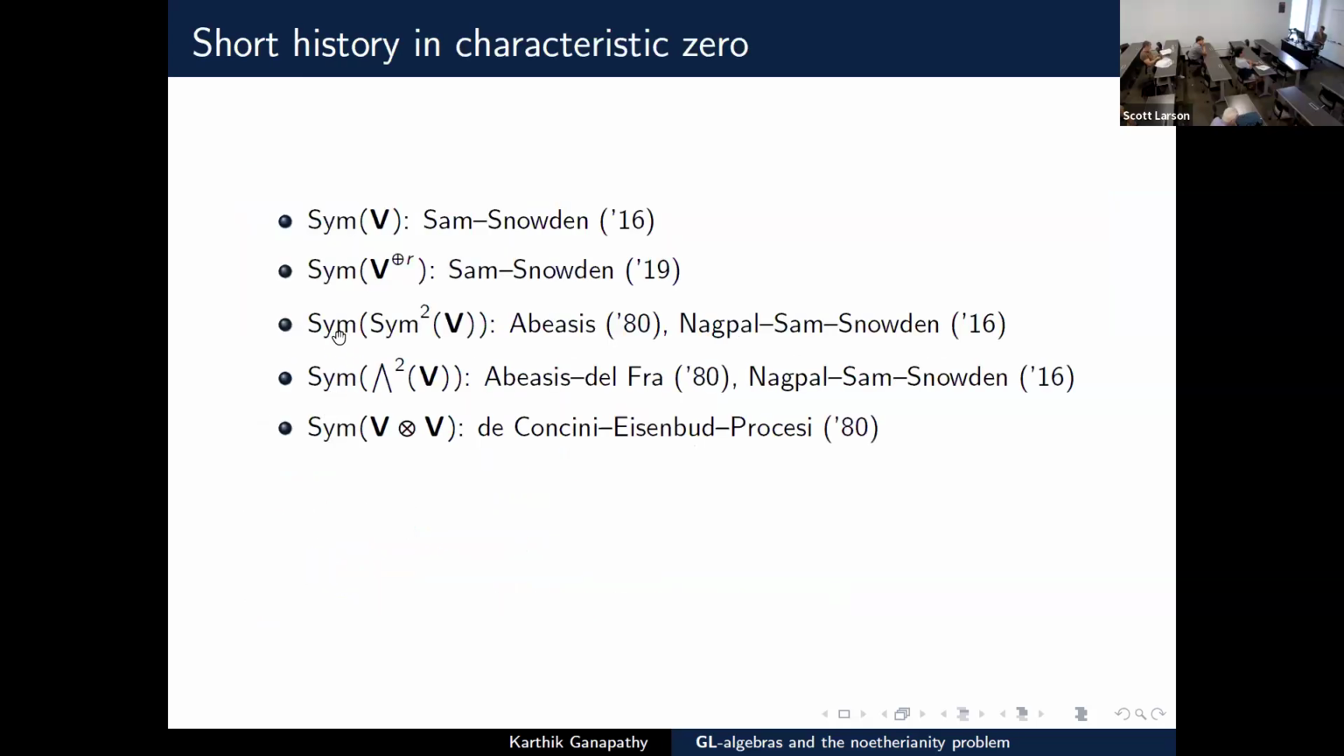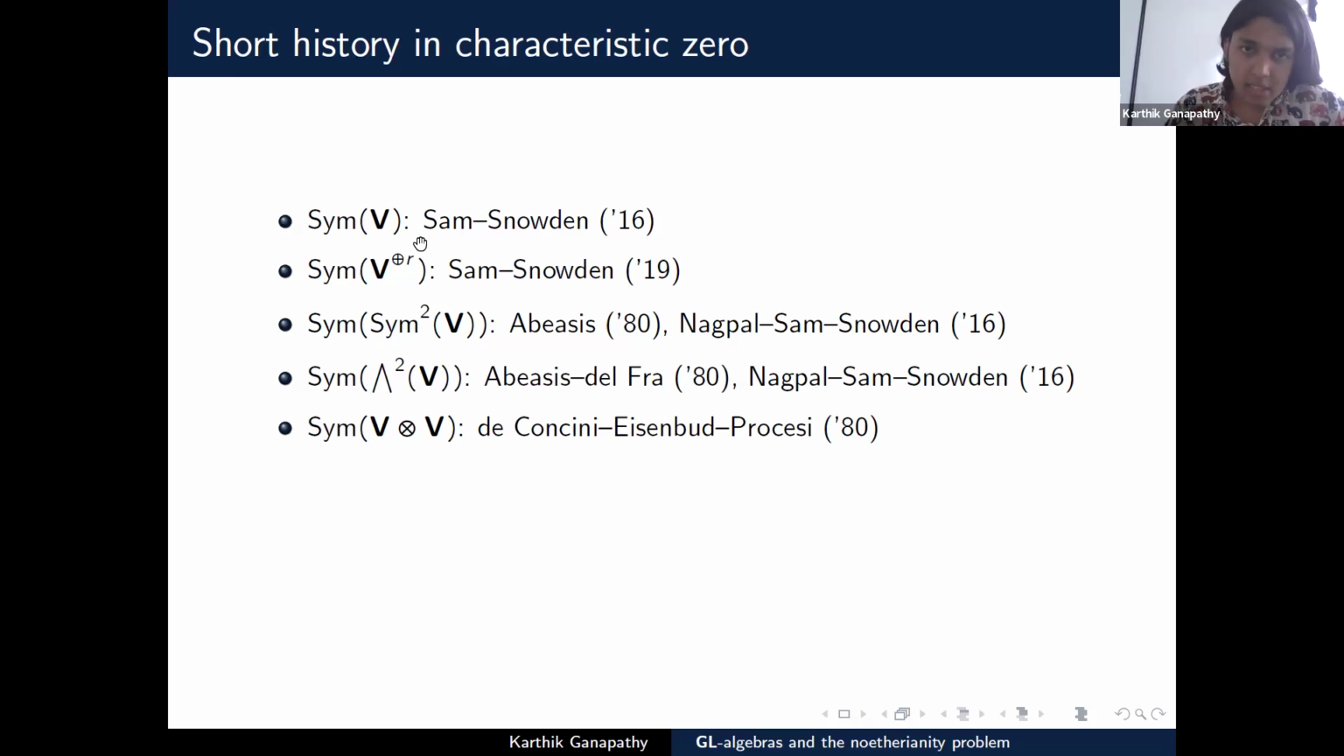In these 2 cases, Sym 2 and Sym of wedge 2, these plethysms are actually known. These are one of the few cases where we can say what the plethysms are. That was used by Abeasis and Del Fra to study this reasonably well. Whereas De Concini, Eisenbud, Procesi don't classify all ideals. They are just able to look at GL cross GL ideals in it, but whatever.